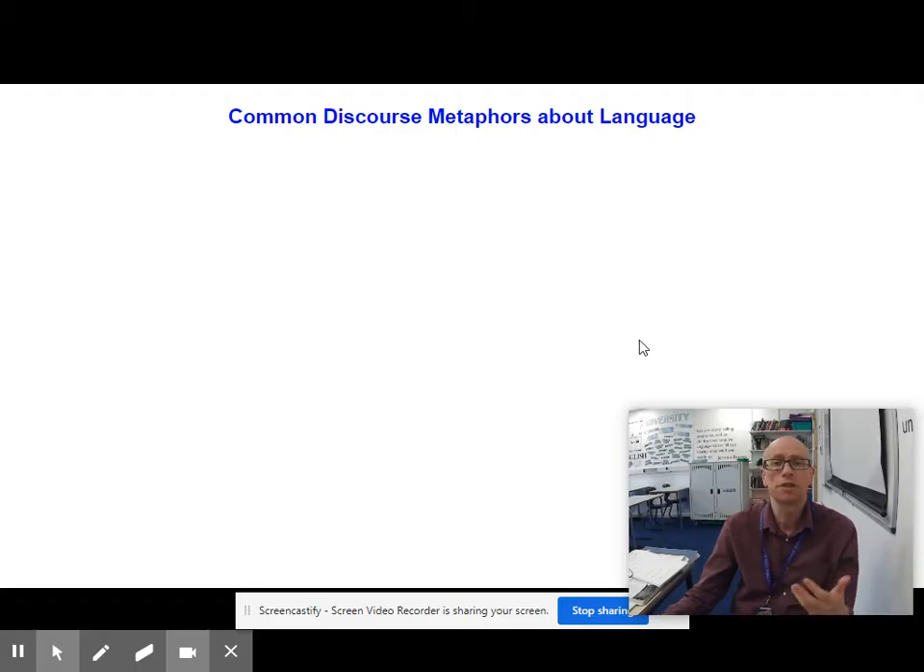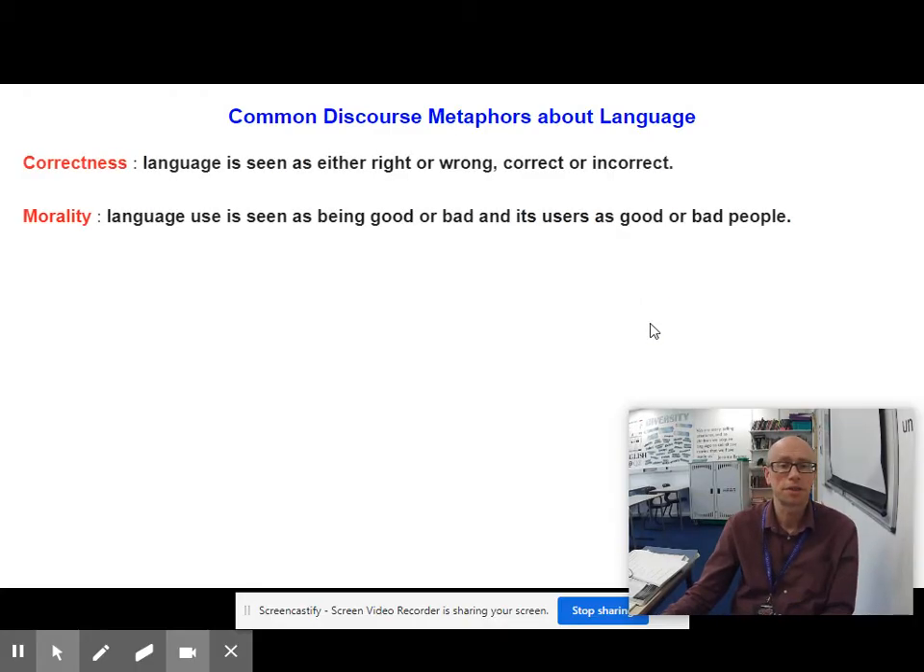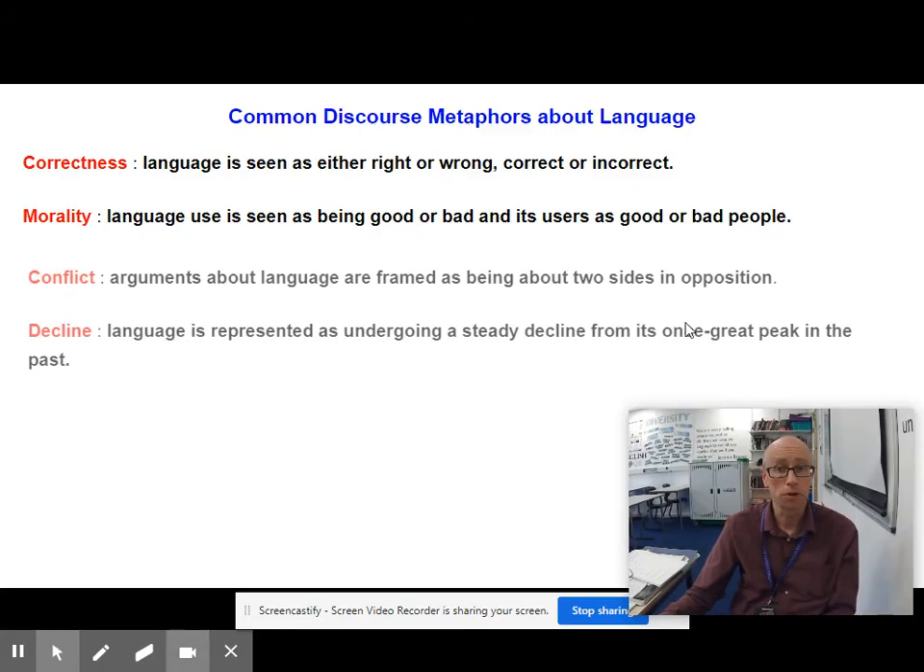Here are some common discourse metaphors about language then. We have metaphors of correctness, where language is seen as either right or wrong, it's either correct or incorrect. We have discourses quite often about morality, that language use is seen as being either good or bad, and therefore its users are being seen as moral or immoral, good or bad.